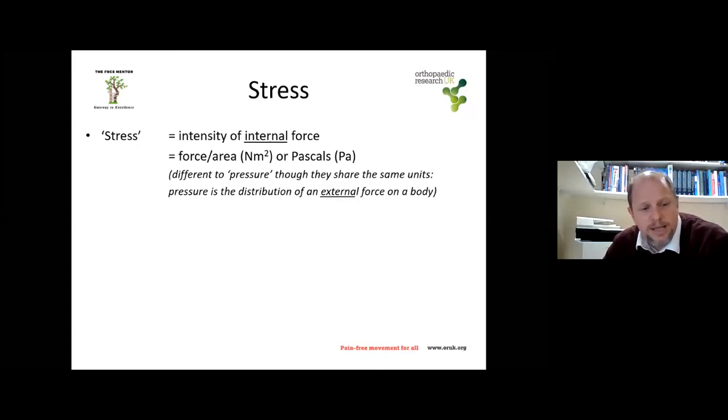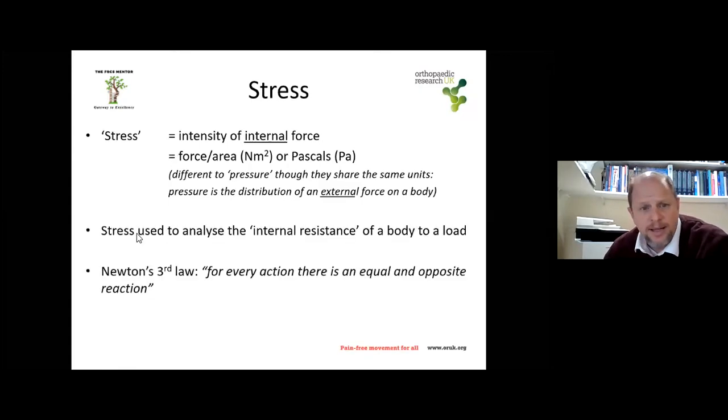Whilst we can understand if a pressure is applied externally, actually, when we apply a force to a body, we may not see any obvious deformation, but there will be an intensity of that internal force within the body. And that's really what stress is. It's used to analyze the internal resistance of a body to a load.